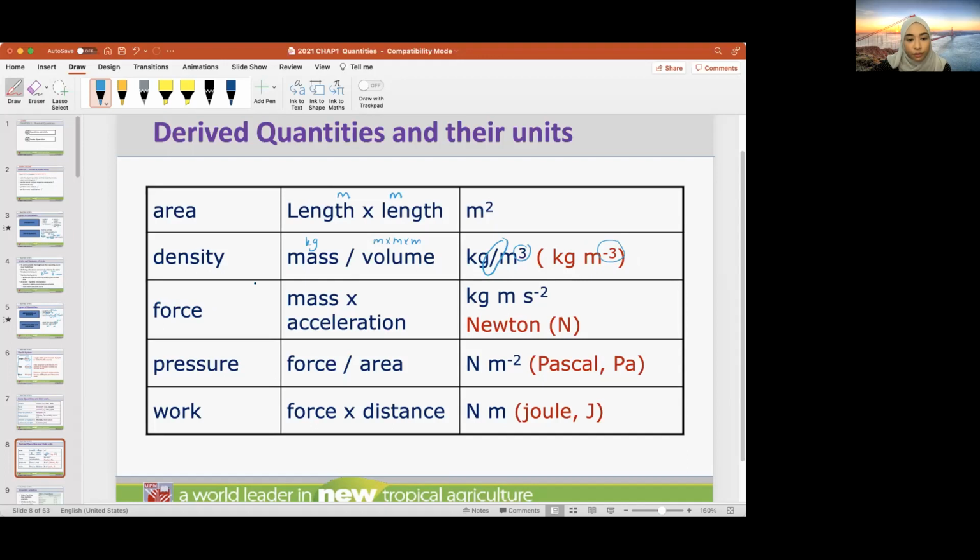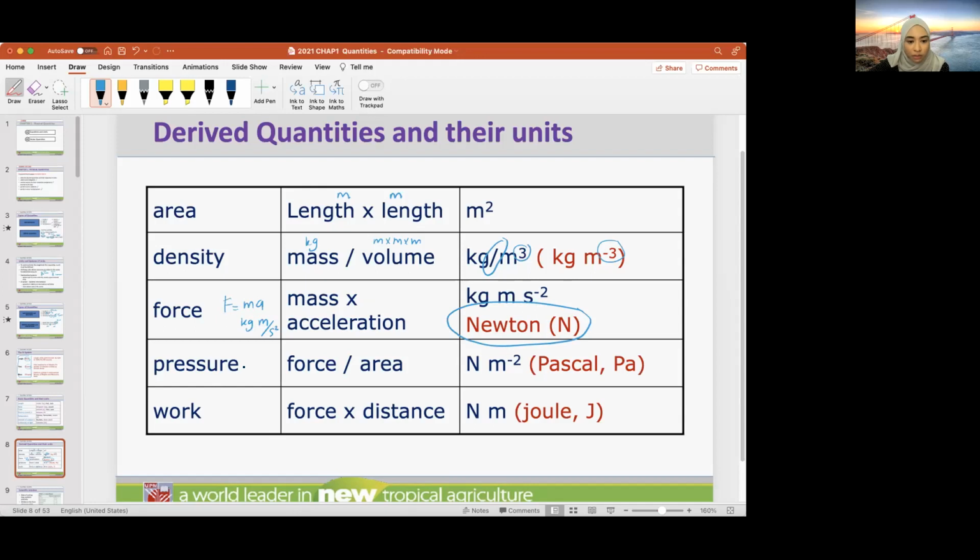Okay, force is in Newton. Force is in Newton, but we know that F equals ma. So it is a derived quantity, right? So mass is in kg, acceleration is meter per second squared. So kilogram meter per second squared is force, but the SI unit is Newton. So they define Newton as kilogram times meter over second squared.